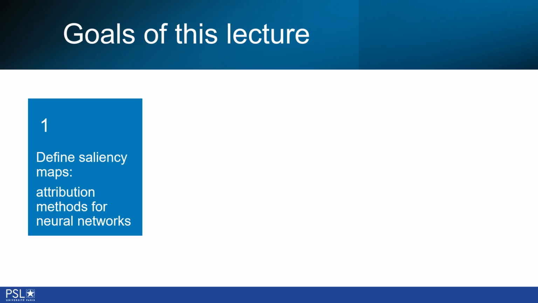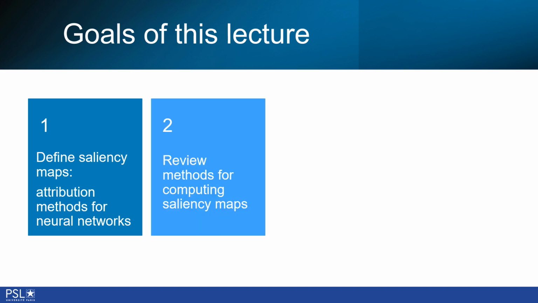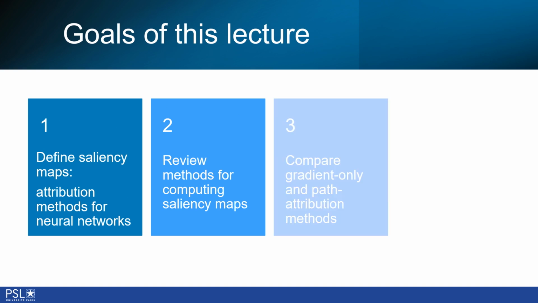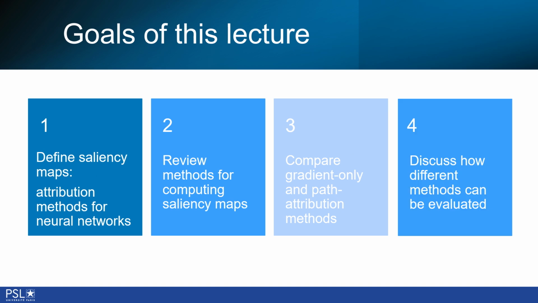This brings me to the end of this lecture. In this second and final lecture on post hoc methods specific to neural networks, we defined saliency maps. We reviewed a set of different methods for computing them. We distinguished between gradient-only and path attribution methods. And finally, we started discussing how different methods can be evaluated. One of the main messages is that it is important to systematically, quantitatively evaluate and compare the different explanation methods. How to do this is a very active field of research.